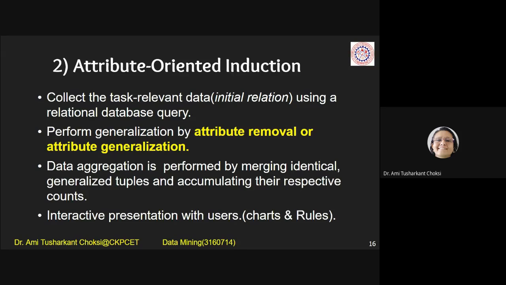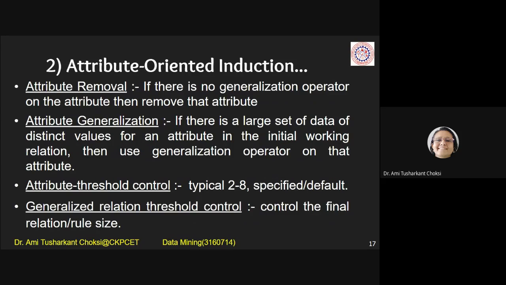So here, for generalization, we are either removing the attribute or otherwise we are having the attribute generalization, okay. So what do we have? Attribute removal. If there is no generalization operator on the attribute, then remove that attribute. We do not have any generalization available for that attribute, then remove that attribute.